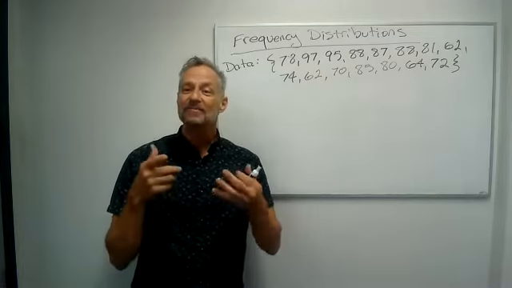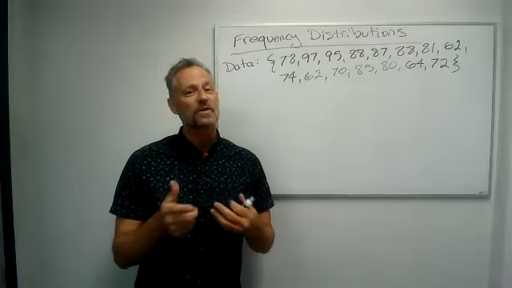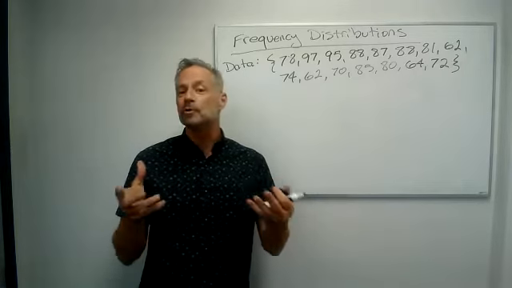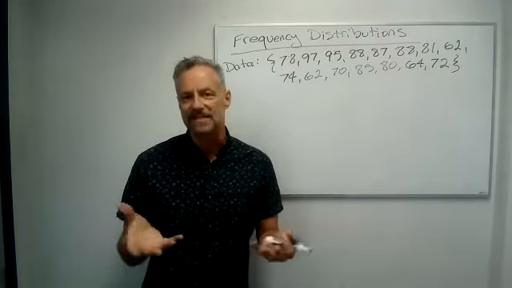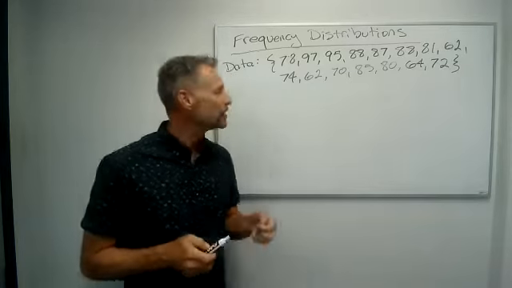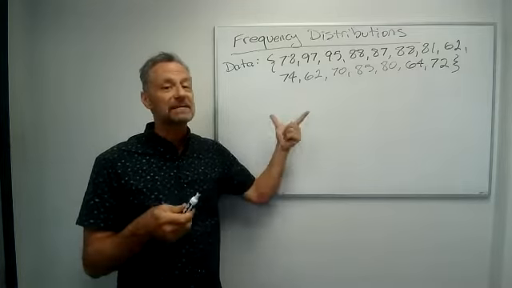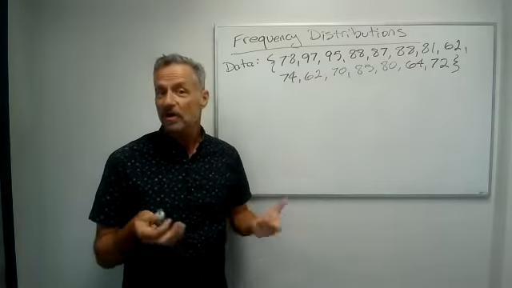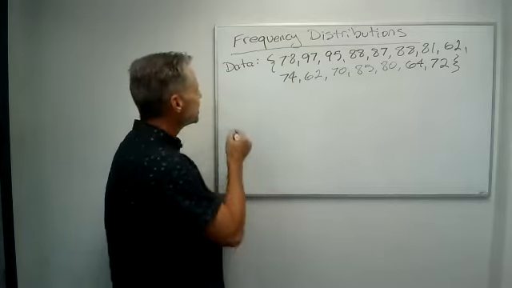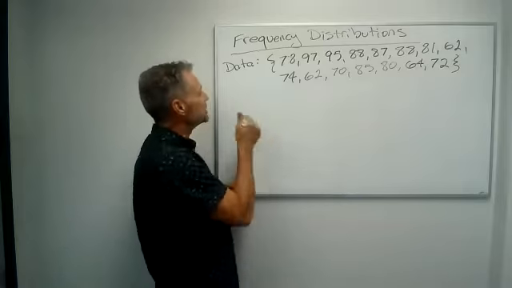Let's talk about frequency distributions. A frequency distribution is a way of grouping data so that we can more easily see what's going on. As an example, this data is from one of my classes. It's the first 15 people that got a 60 or above on the exam, who wrote down their scores. So we can put this into a frequency distribution.